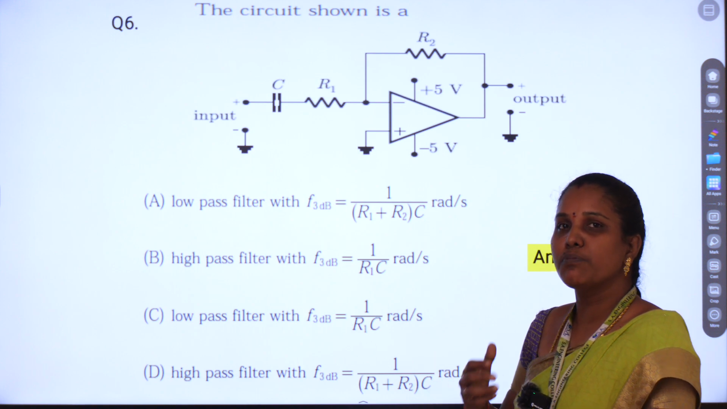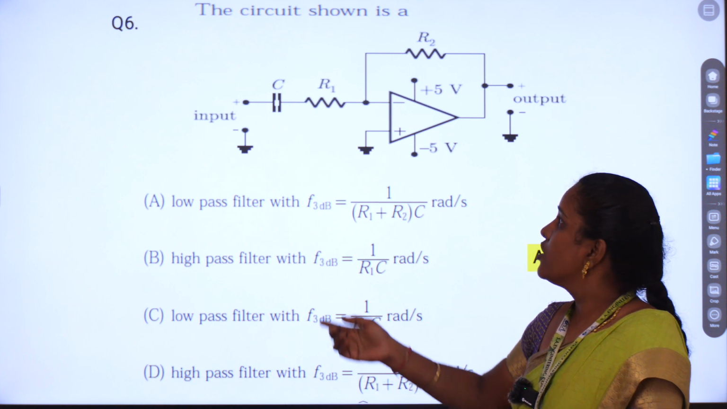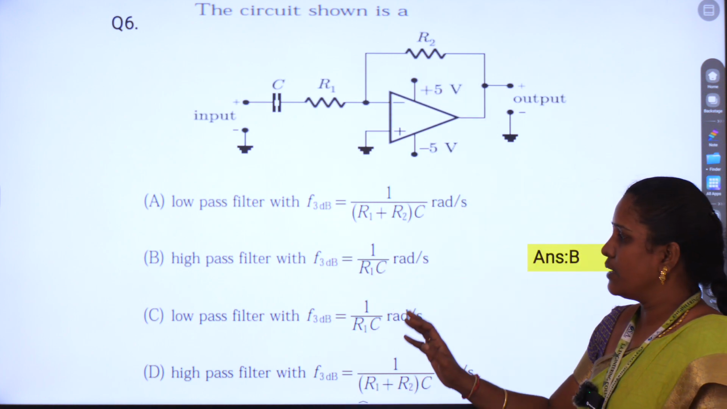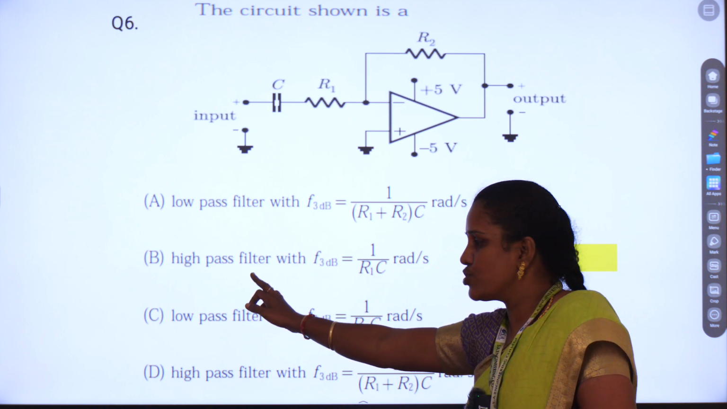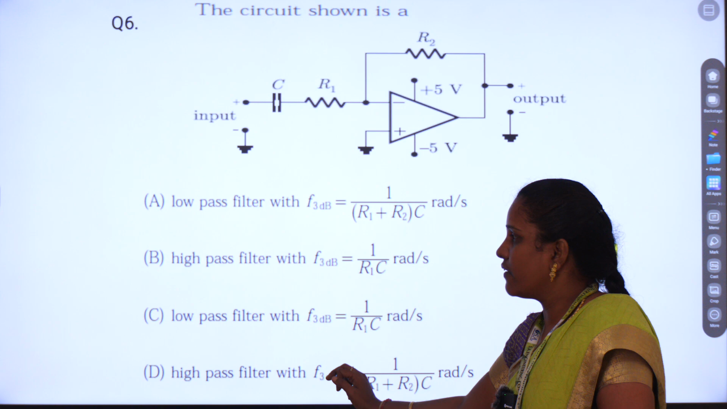The differentiator behaves like a high pass filter, and the integrator behaves like a low pass filter. So C and R2 are there, and this behaves like a high pass. So your answer is first to choose high pass filter, but here two-part answers will be available.